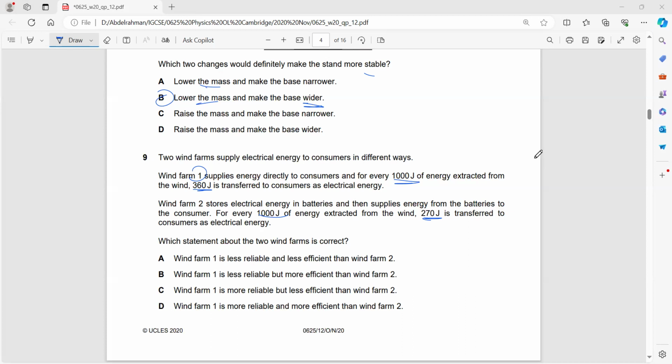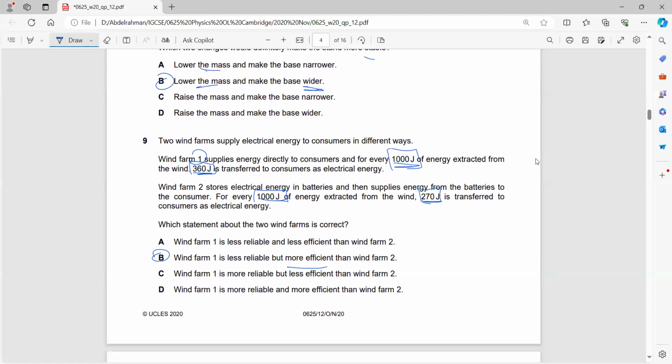Why? Because, for example, if the wind stopped, like today, there's no wind, would we be able to produce any electrical energy due to the wind? No. So wind farm one is less reliable, but it is more efficient. Why is it more efficient? Because it produces 360 joules for every 1000 joules. The wind farm two only produces 270 for every 1000 joules. Yes. Question 9 would be B.